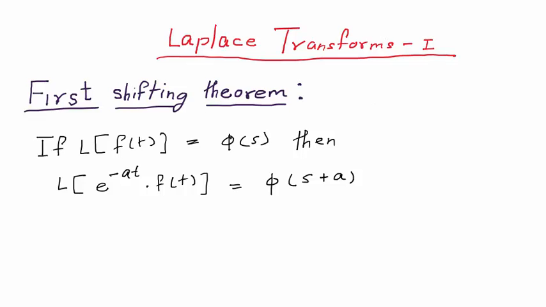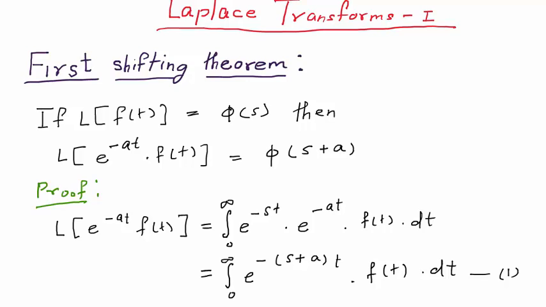So let us see the proof. By definition, Laplace of e power minus at into f of t is equal to integral from 0 to infinity of e raised to minus st into e power minus at into f of t dt. Now, as e raised to minus st and e raised to minus at have the same base, we can add the powers, minus st minus at. So taking minus common, it will be s plus a into t into f of t dt. We consider this as equation 1.